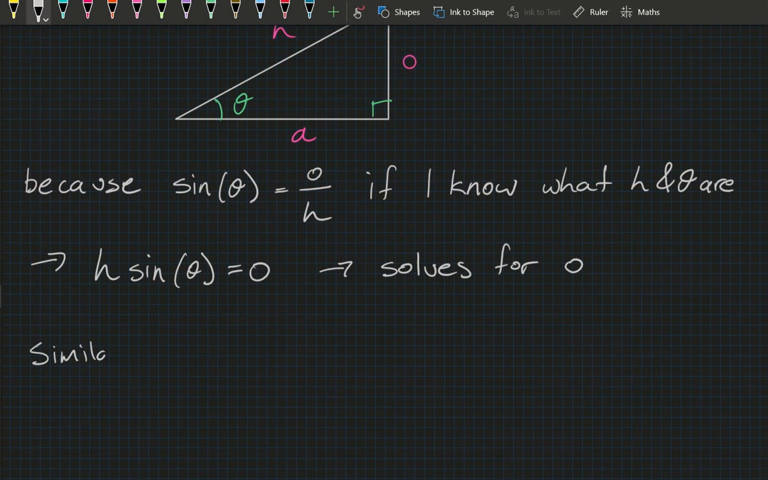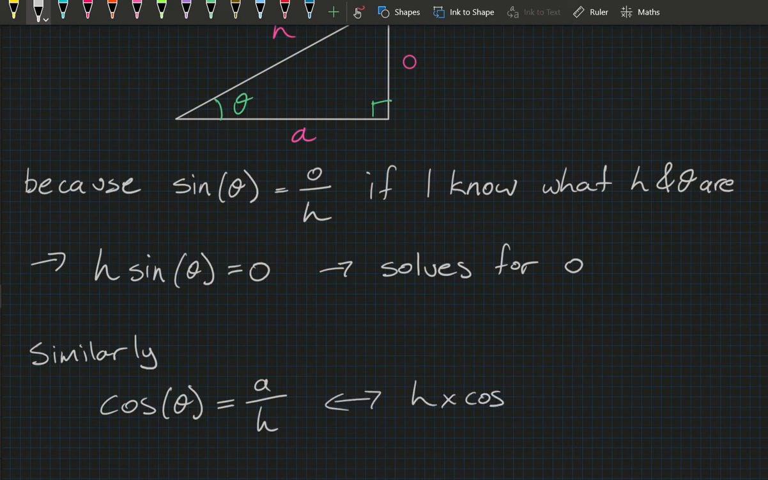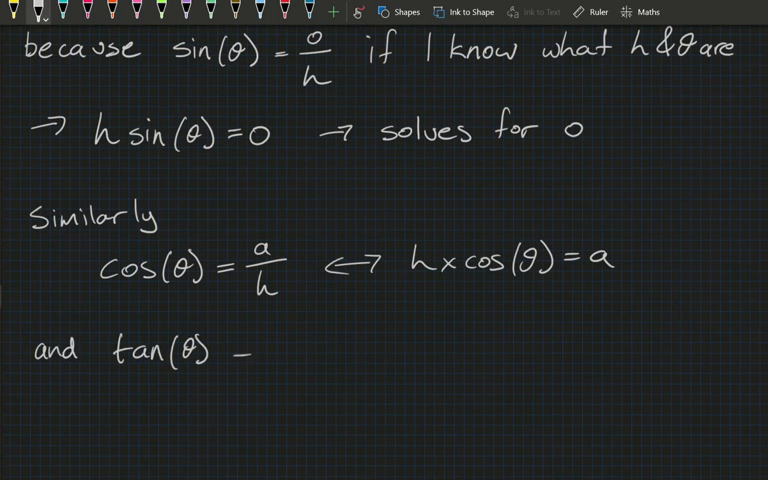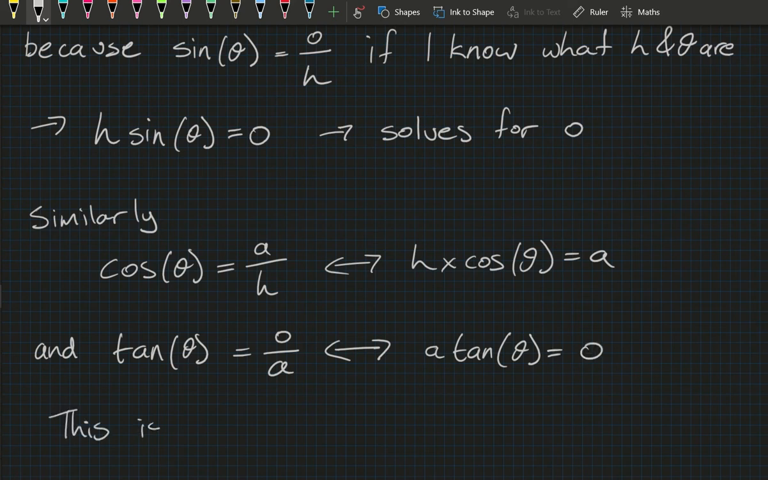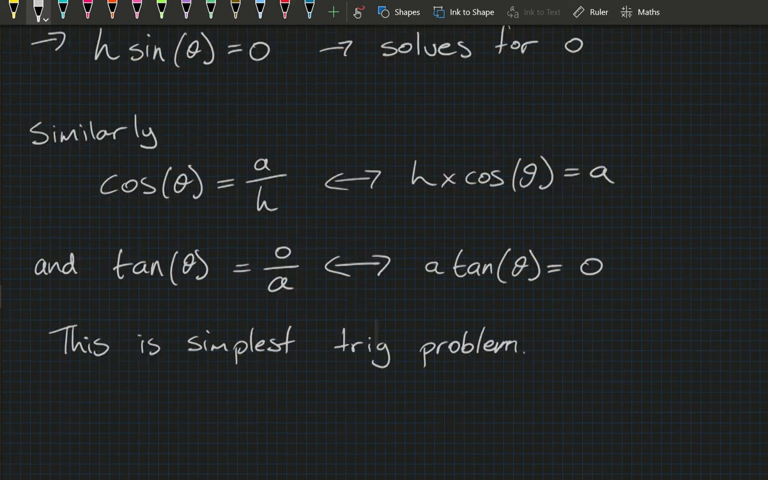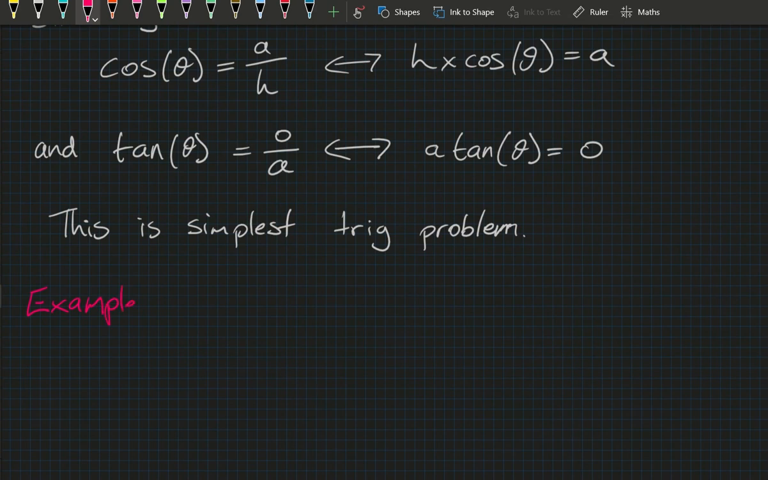Similarly, cos of theta is equal to adjacent divided by hypotenuse. And if we know what h and theta is still, we can say that h times cos of theta equals adjacent. And with tan of theta equal to opposite over adjacent, the length of the adjacent times tan of theta equals the opposite length. Now this is the simplest type of trig problem, so let's not waste any time and get stuck into example 1.